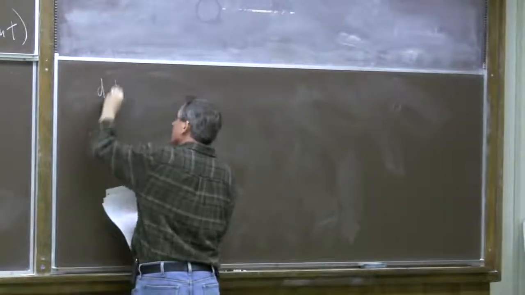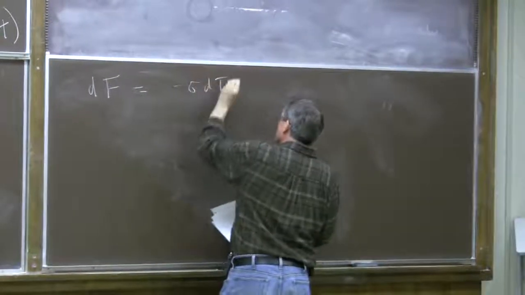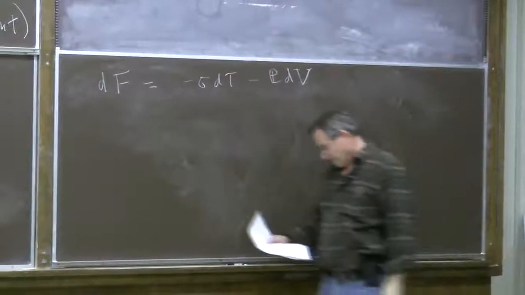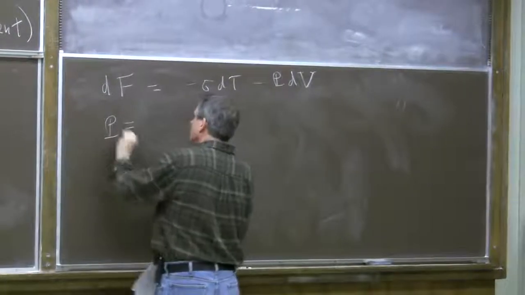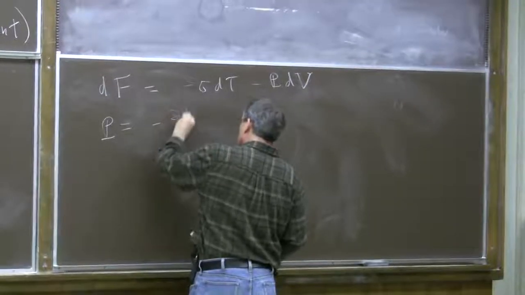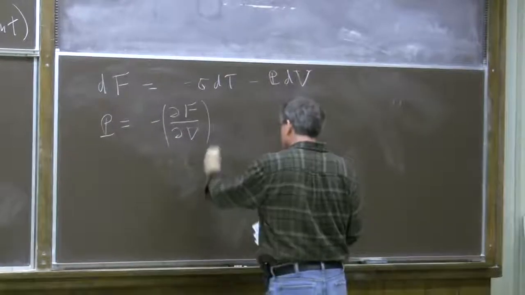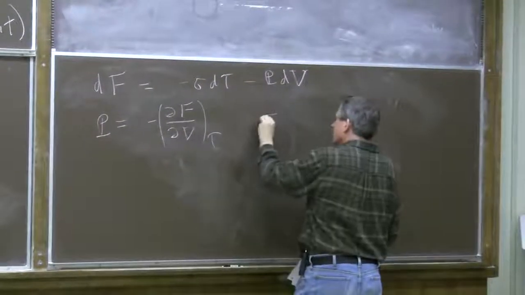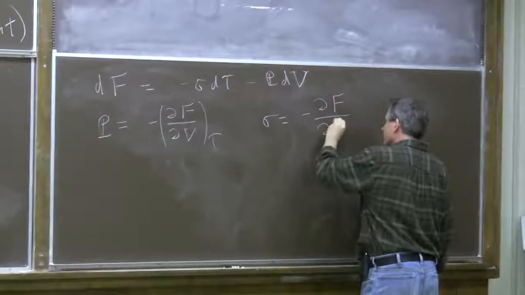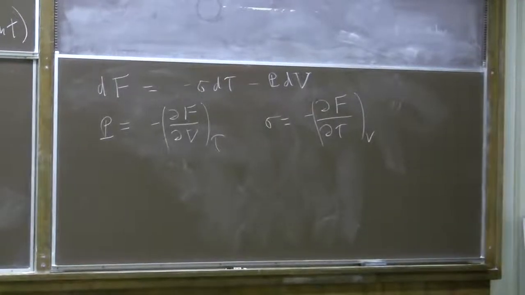So since dF can be written as minus sigma d tau minus p dV, it means if I want to know the pressure for the case of the n-particle gas, I can differentiate with respect to volume with temperature fixed. If I want to know the entropy, I can differentiate with respect to temperature with volume fixed. And in each case, there's a minus sign as well.